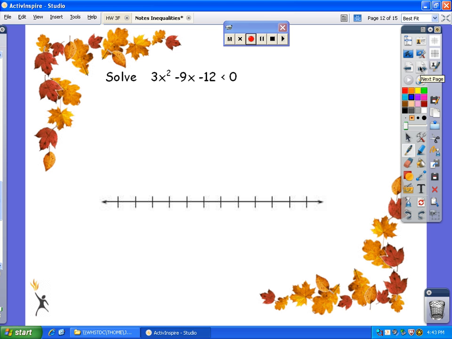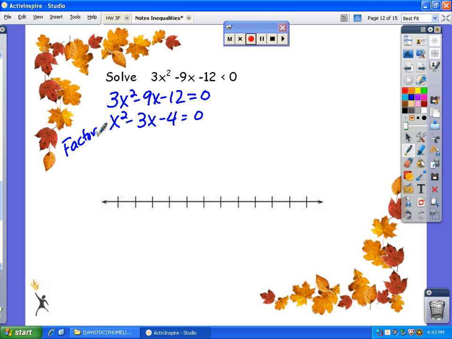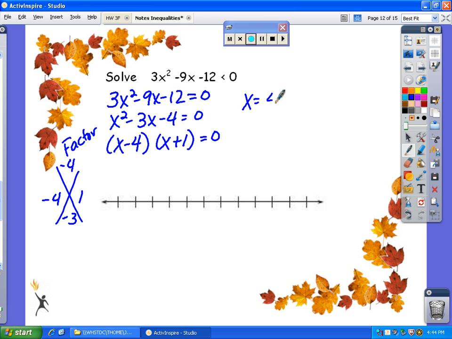All right, here. So the first thing we want to do is solve this quadratic. So set it equal to 0. I notice that everything is divisible by 3, so I'm going to do that to make my numbers smaller. All right. So I want to factor. My next step is to factor. So what multiplies to give me -4, but has a difference of -3? So -4 and 1. So x minus 4, x plus 1 equals 0. So my two critical values are 4 or -1.